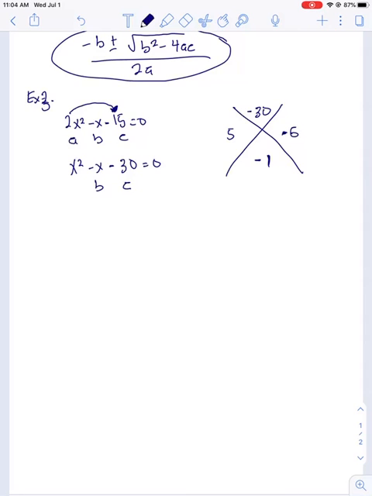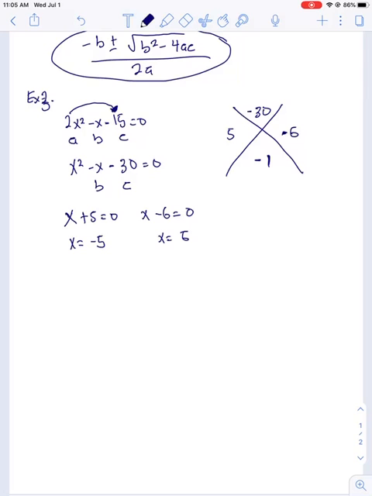So let's go ahead and set up our equation so we can solve for x. It's going to be x plus 5 equals 0, and then we have x minus 6 equals 0. And then by solving for x, we get x equals -5 and x equals +6 on this side.